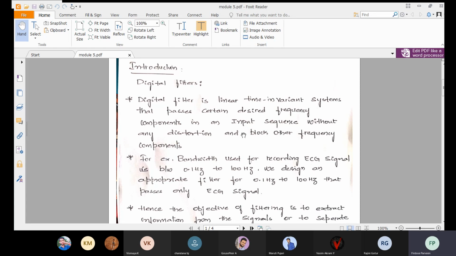So a digital filter is a linear time invariant system that passes certain desired frequencies. So certain desired frequencies will be passed. Filters means it passes some desired frequencies.